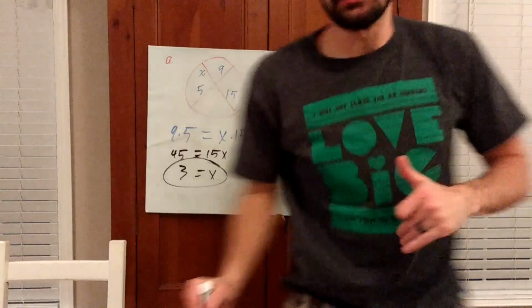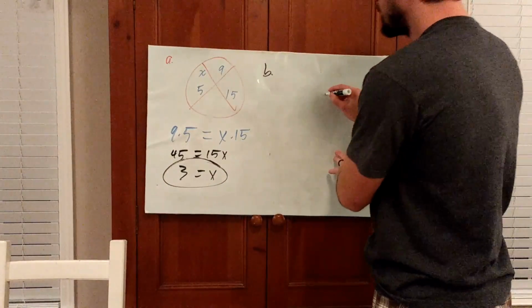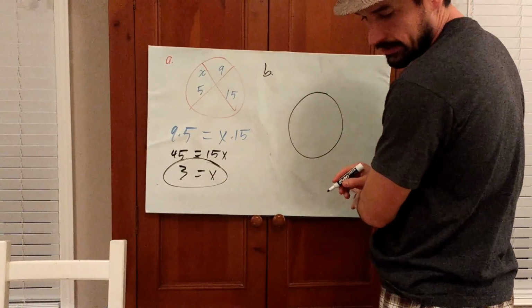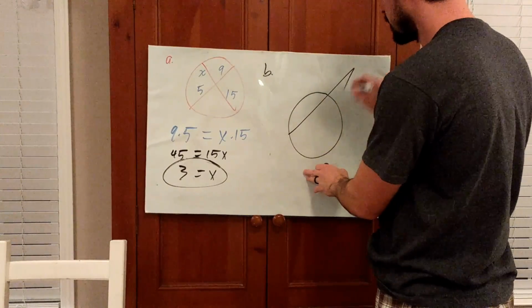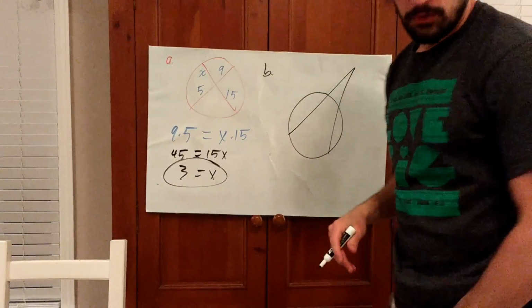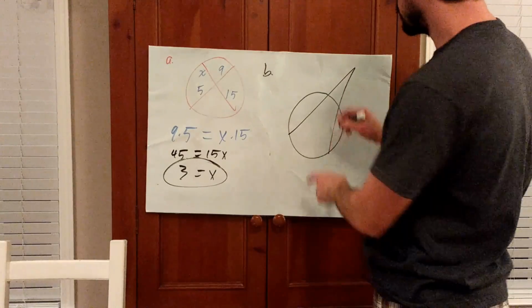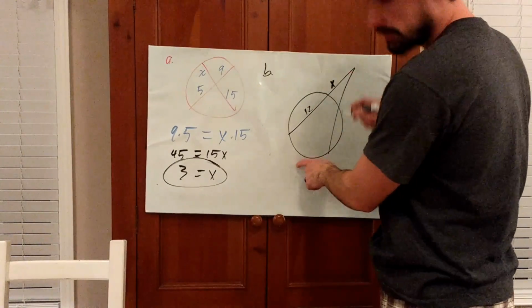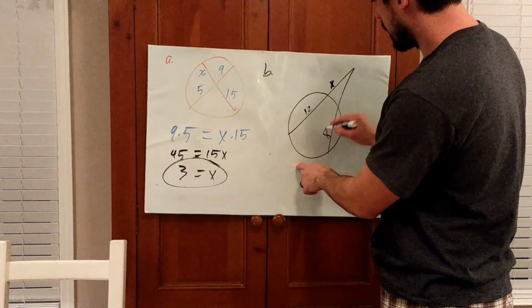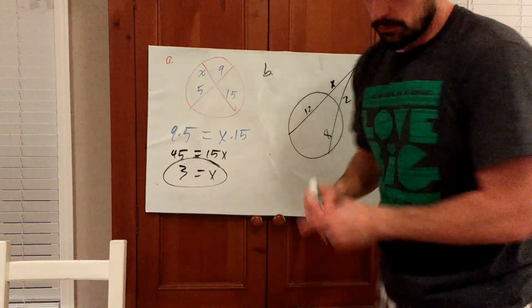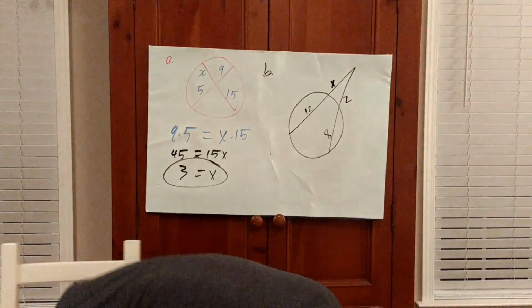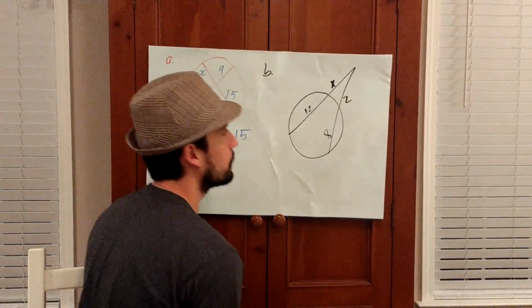And then the letter B. Letter B introduces secants. I've got to stand for this one. Secants meet outside. So outside times the whole equals outside times the whole. We have 12, we have x. We have 8, we have 2. So what did I mean by that? Outside times the whole.